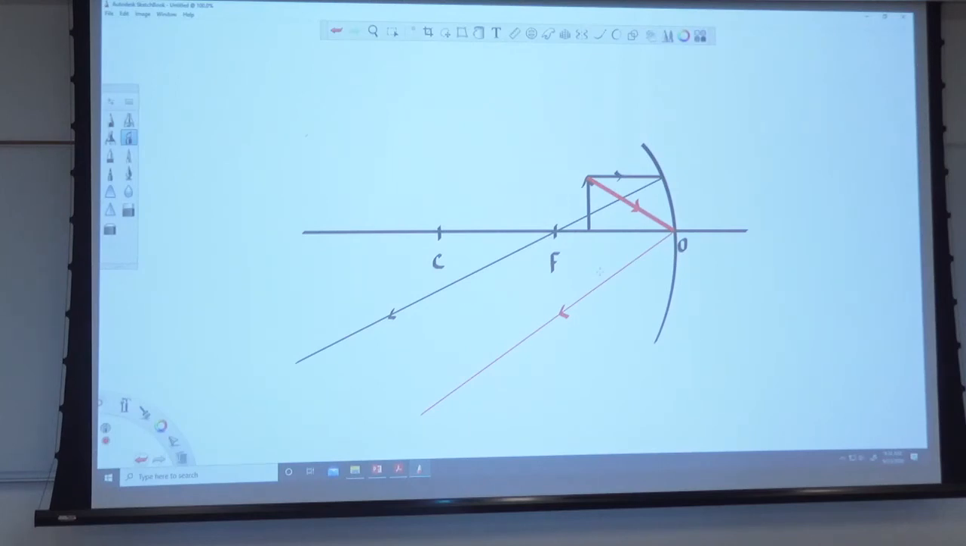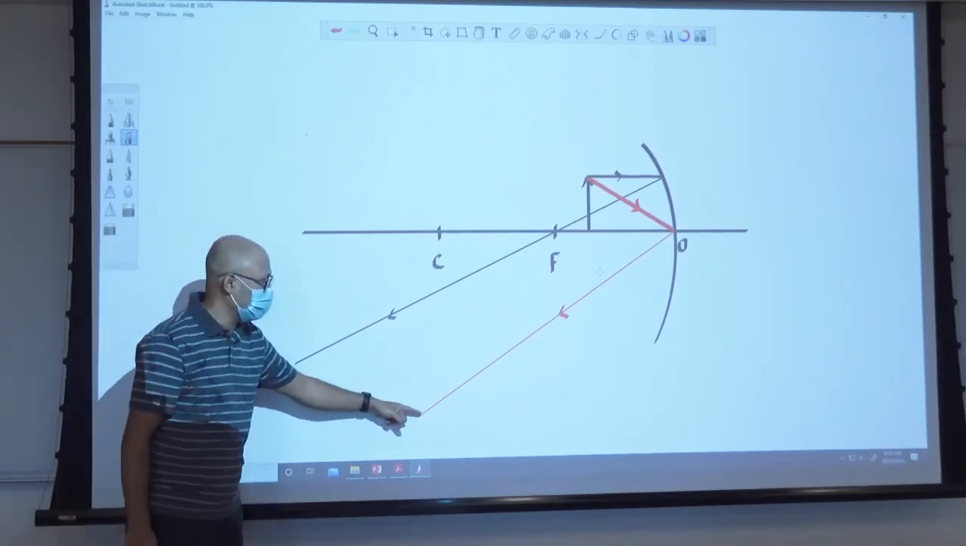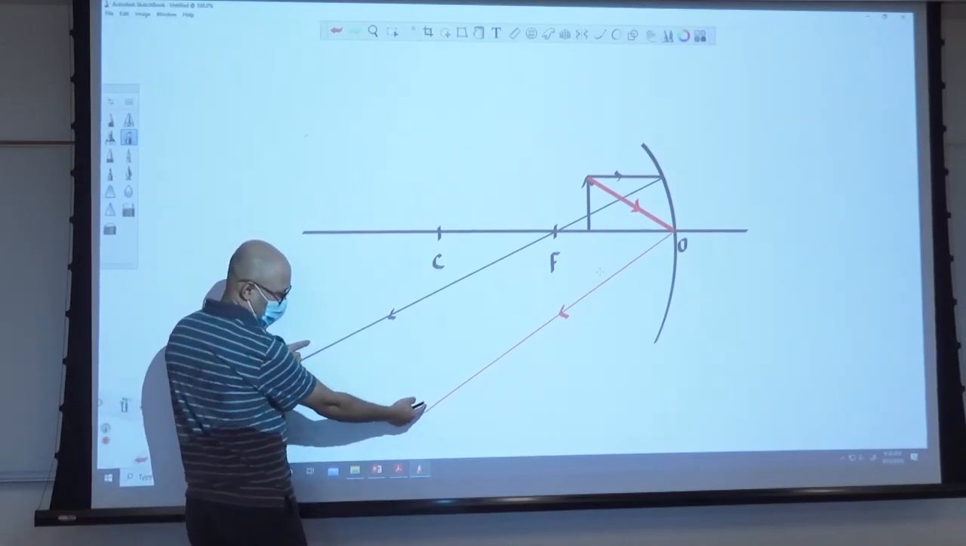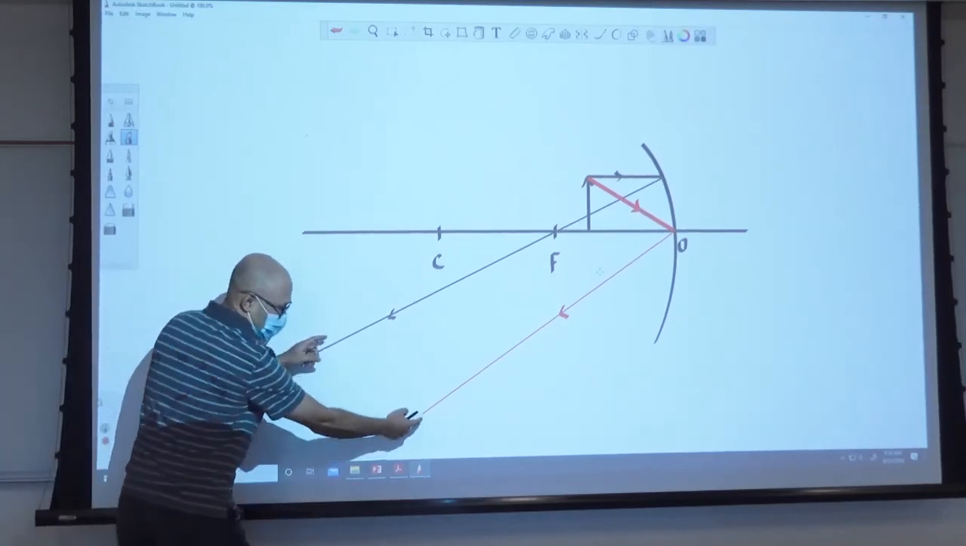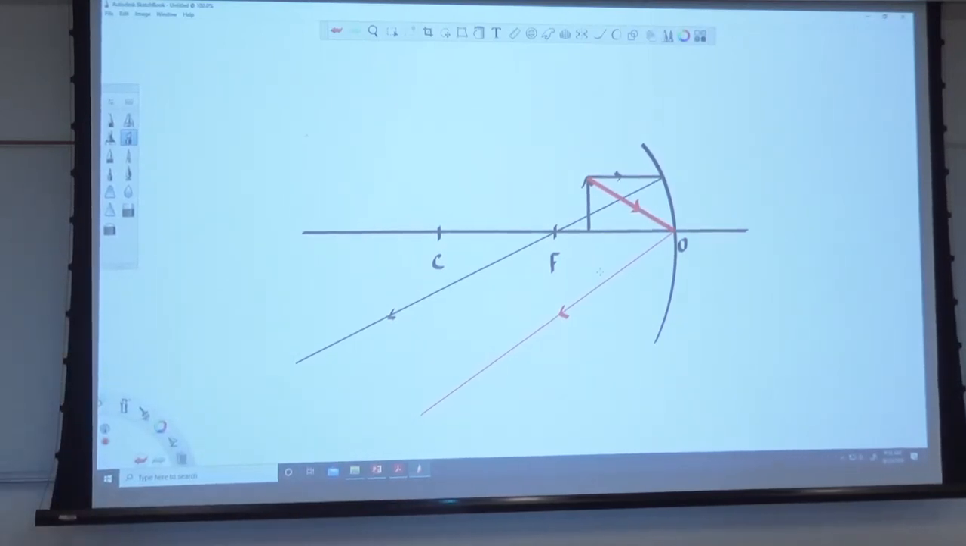Now I need to find out where the image is formed. To find the point where the image is formed, I need to see where these reflected rays intersect. Where do you think they will intersect? They will not intersect on this side, right? Because they are just diverging. No matter how far I go, they will just diverge. So they will never form an image on this side. That means I need to draw a dashed line to see if the image is formed behind the mirror. So produce it backwards.